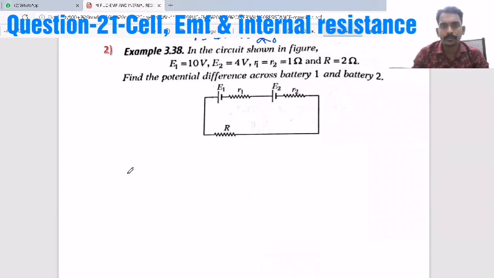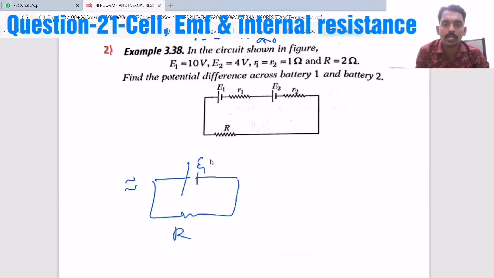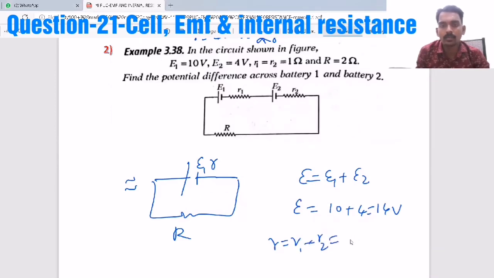Now, one more question. In the circuit shown in the figure, E1, E2 they have given. So they are like series connection. Now I can make it into one single EMF connected across resistance capital R. This is epsilon and R. Now epsilon equals epsilon 1 plus epsilon 2 because of series and same polarity. So that is 10 plus 4, that is 14 volt. And r is R1 plus R2, both are the same, 1 plus 1, 2 ohm.